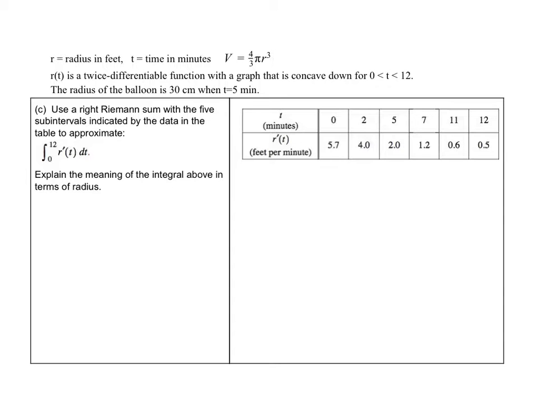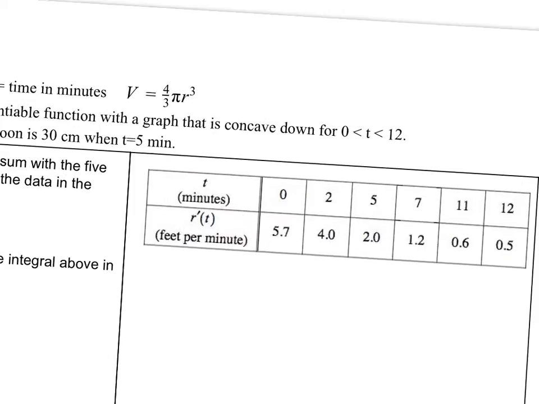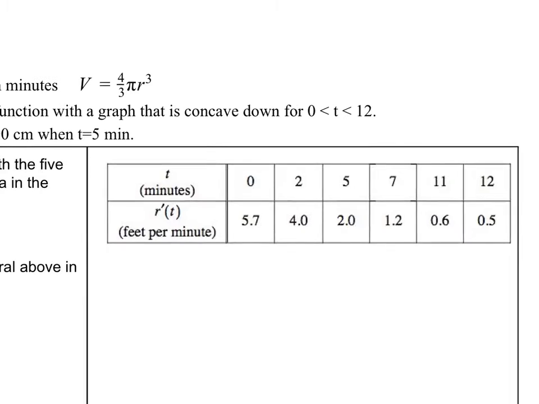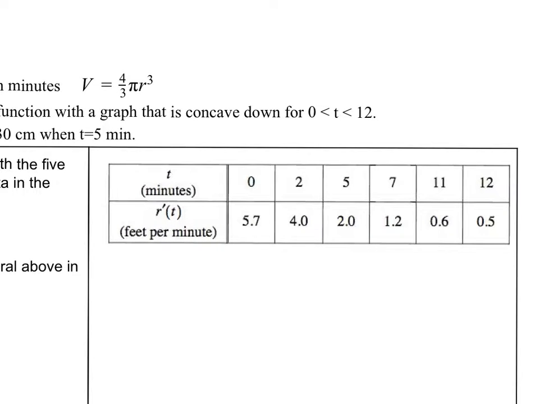R is radius in feet and time in minutes. So in this case, what we need to do is do a right Riemann sum. So a right Riemann sum. Well, how do we do that? Well, a right Riemann sum with 5 subintervals. So if I'm going to do this, I'm just going to make this a little bit bigger so I can see it. So I want to get the area under the curve, a right Riemann sum.